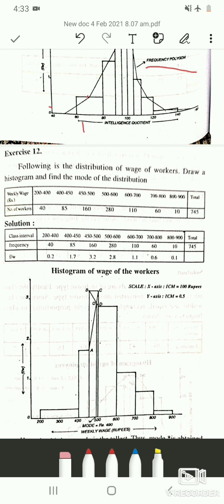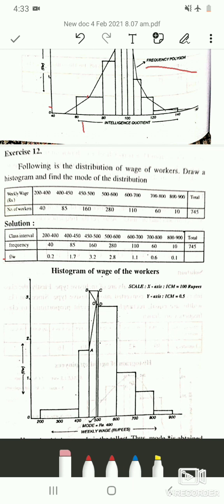Following is the distribution of wage of workers. Draw a histogram and find the mode of the distribution. So weekly wages in terms of rupees is given and number of workers is given. The first class interval is 200 to 400, 400 to 450, so on till 800 to 900. So it is clearly visible that the class intervals are of unequal width. So we have to find out the frequency density. So to get the first frequency density, it will be 40 divided by 200, which is 0.2. Similarly, find frequency density for all the class intervals.